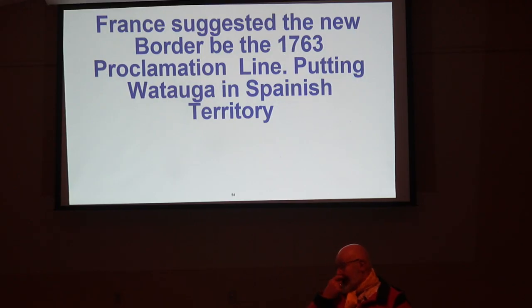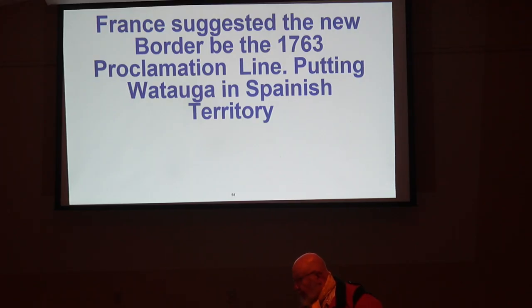France suggested that the border, and this is where this part of Tennessee would have been heavily affected, France actually suggested to Spain that the border post-war should be the Proclamation Line of 1763. That would put Watauga in Spanish territory. So this is very important to them. Now, in the end, you'll see other things happen.